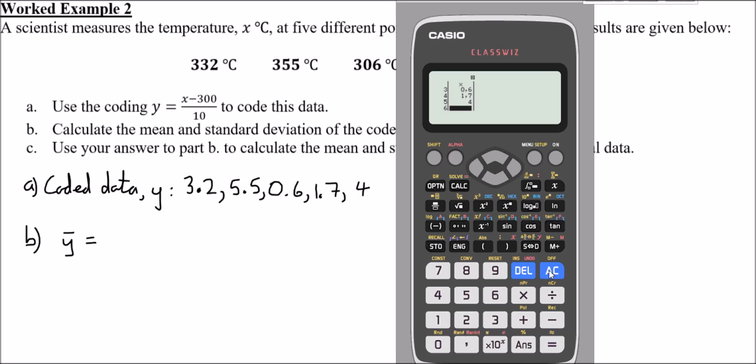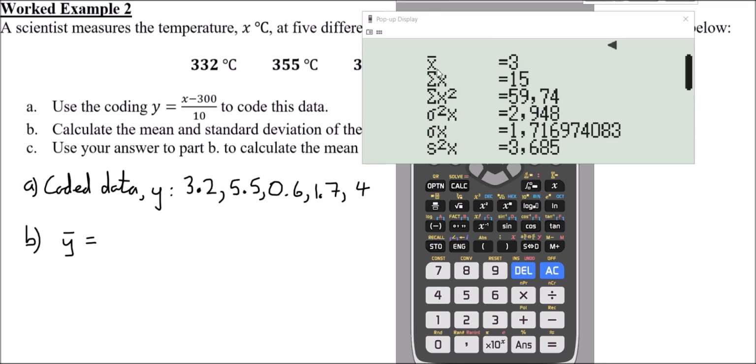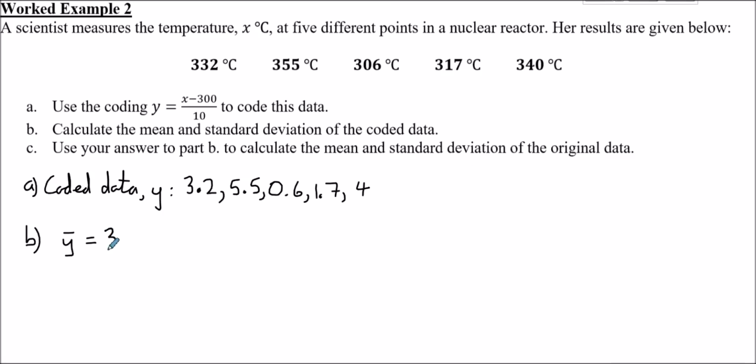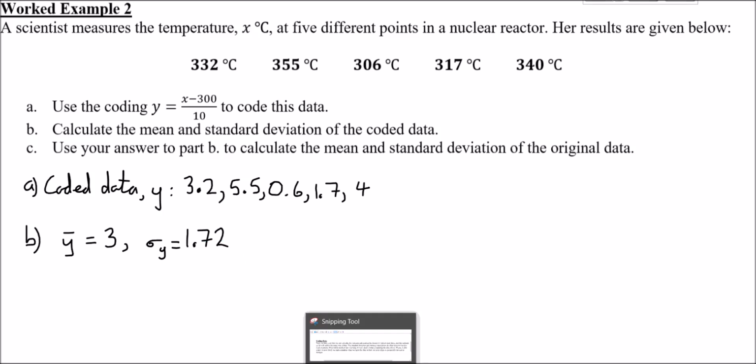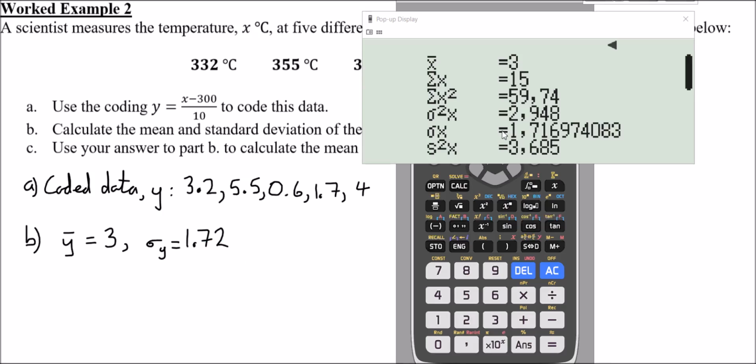Press AC to clear it. Now OPTN 2 for one variable calculations. Just to make it slightly bigger for you. The mean is 3. The standard deviation to 3 significant figures is 1.72. The standard deviation of the coded data is 1.72. Just check we've got that one right. Yes, we do.